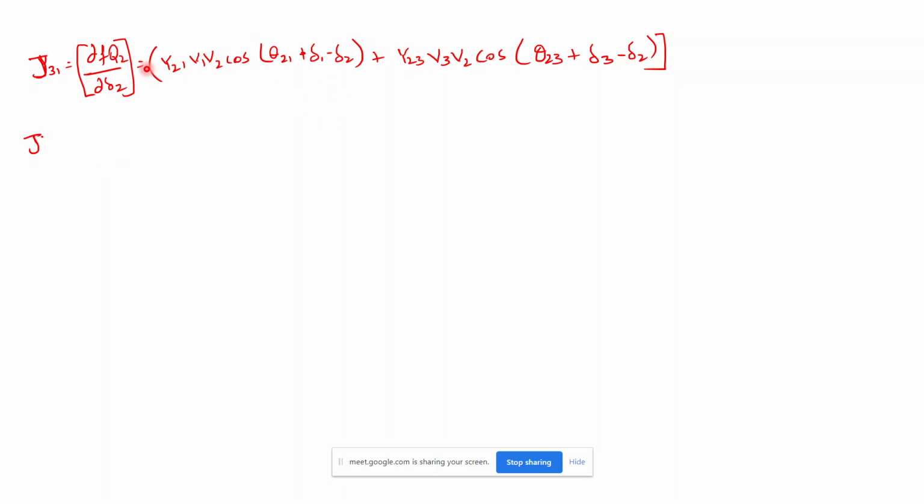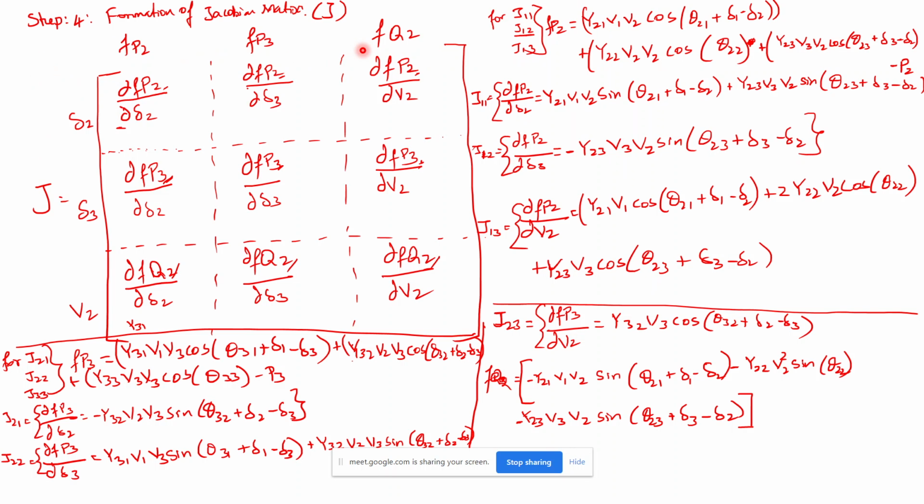So the resultant is y21 v1. We are still writing minus in between del 1 and del 2. No, for derivative only we are considering. After that, the actual value will be the same. See how we are doing here.